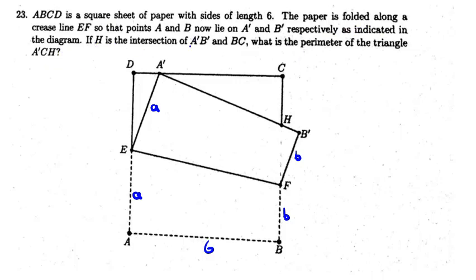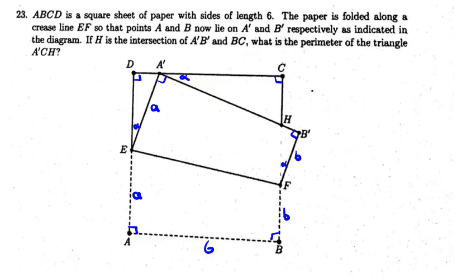If H is the intersection of A prime B prime and CB, what's the perimeter of triangle A prime CH? So I consider, for example, this angle is alpha. It is 90 because this angle is this angle. It is 90 minus alpha plus 90, so it must be alpha. It will be 90 minus alpha. So this angle is alpha.